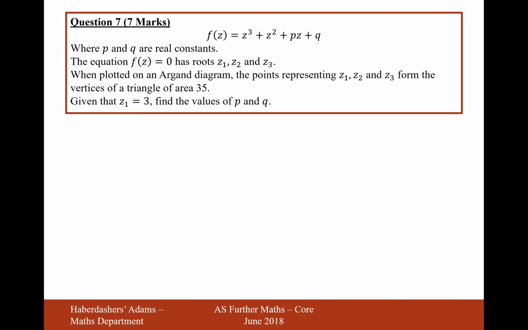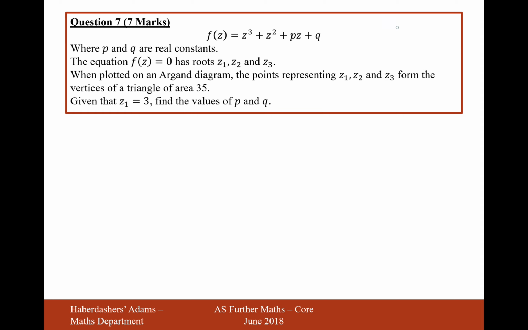Here we're looking at question 7. So we have a function f of z which equals z cubed plus z squared plus pz plus q, where p and q are real constants. The equation f of z equals 0 has roots z1, z2 and z3. When plotted on an Argand diagram, the points representing z1, z2 and z3 form the vertices of a triangle of area 35. Given that z1 equals 3, find the values of p and q.